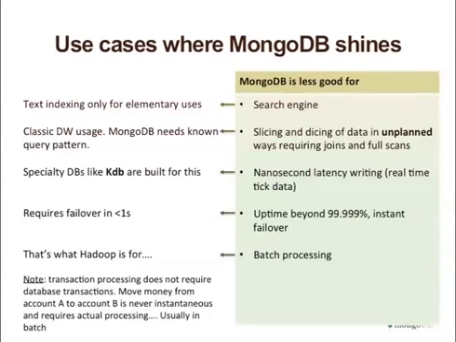Slicing and dicing of data in unplanned ways, and the emphasis here is on unplanned. It's what you do in a data warehouse, right, where precisely the point is to be able to do analyses and joins in ways that nobody necessarily thought about before, and that tends to require unplanned joins and full table scans. That's not what you need. That's not what MongoDB is going to be very good for.